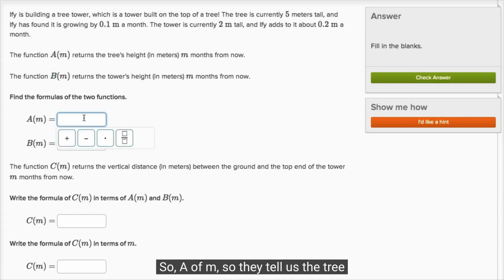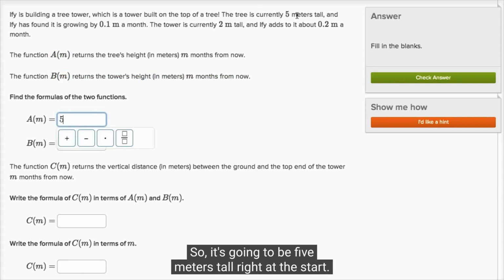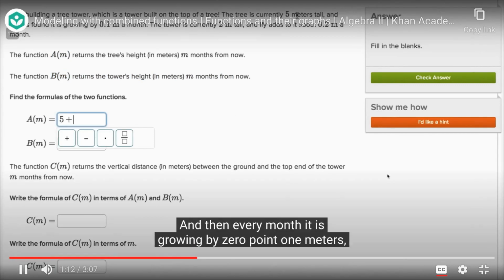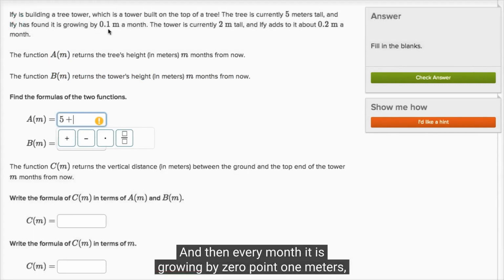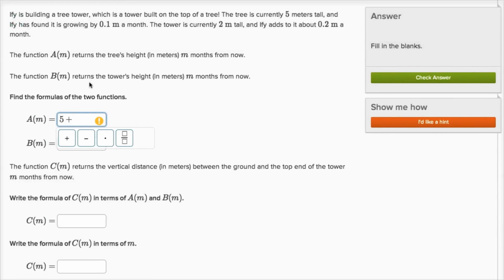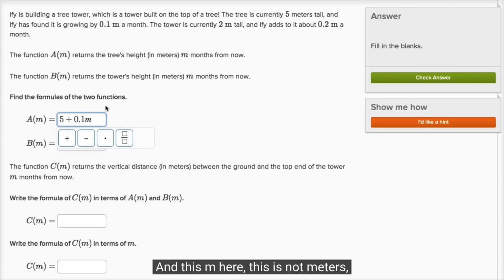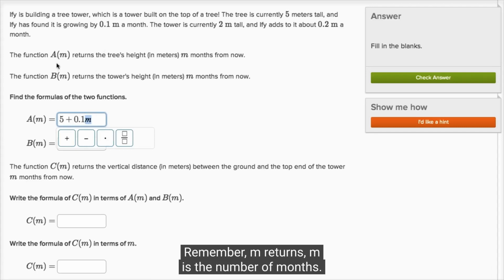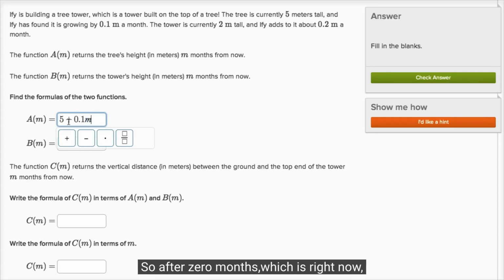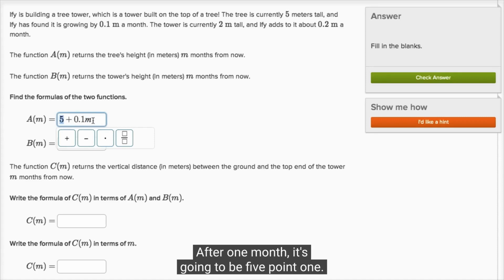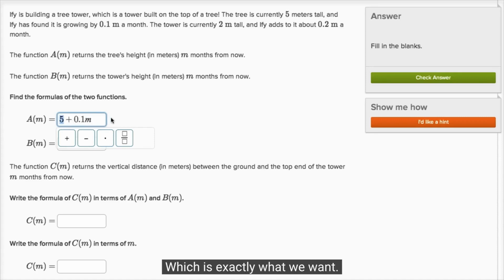So a of m. They tell us the tree is currently 5 meters tall, so it's going to be 5 meters tall right at the start. And then every month it is growing by 0.1 meters. So it's going to be 5 plus 0.1 times m. And this m here is not meters, it's the months. Remember, m is the number of months. So after 0 months, which is right now, this is just going to be 5. After 1 month, it's going to be 5.1. After 2 months, it's going to be 5.2, which is exactly what we want.